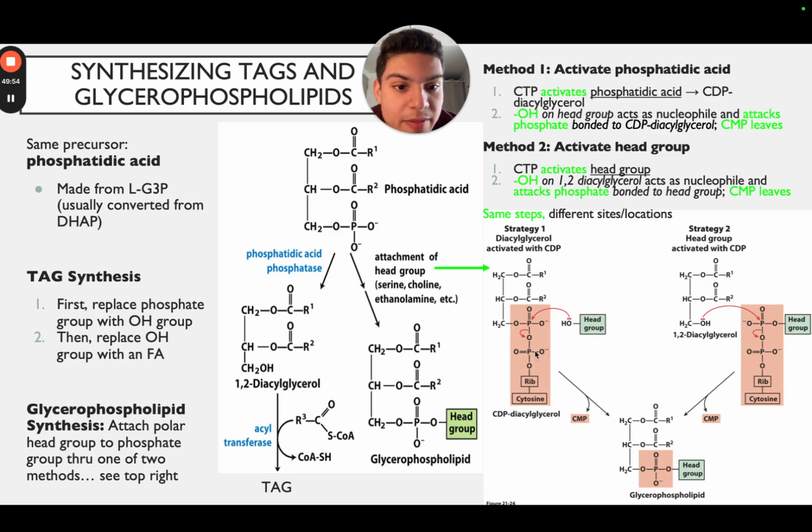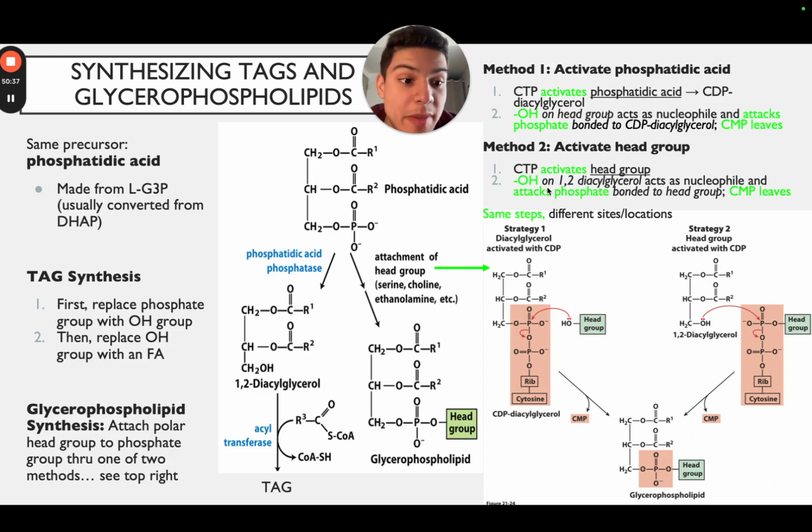And so it's this thing right here, strategy 1, where we have our phosphatidic acid. We basically end up attaching a CTP from this thing, and it's going to form this complex CDP diacylglycerol. Now what ends up happening is the OH group on the head group acts as a nucleophile, and it'll attack and basically displace the phosphate. The other 2 phosphates are the CDP, and it'll take over, and now we have formed our glycerophospholipid, with our lipid up here, and then this is our glycerol part, head group.